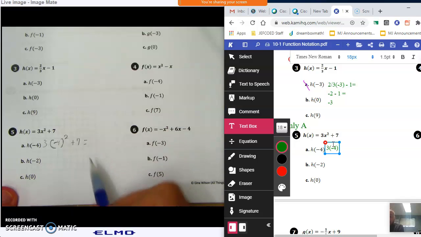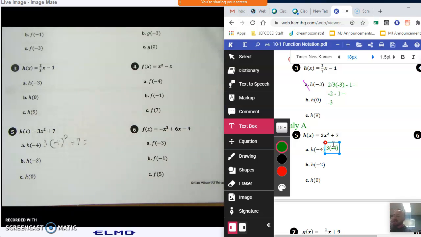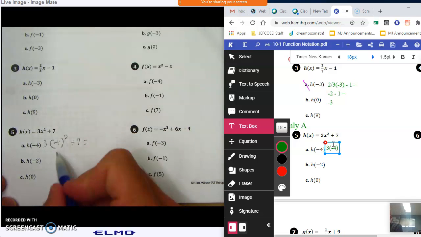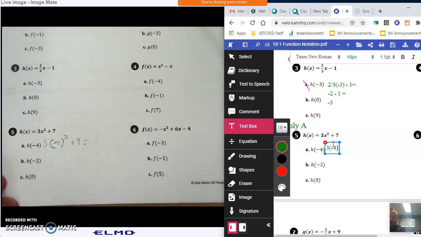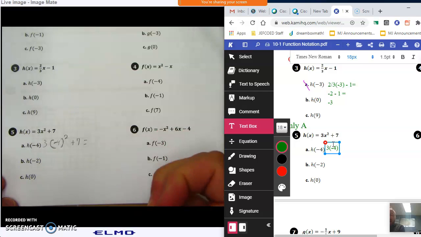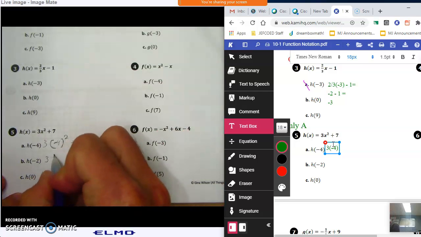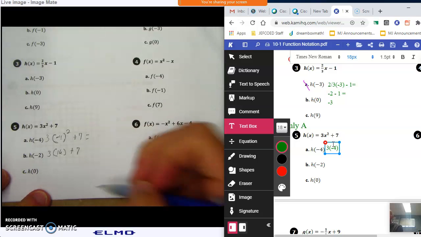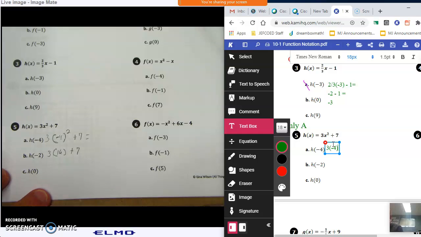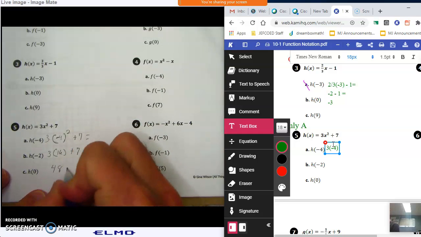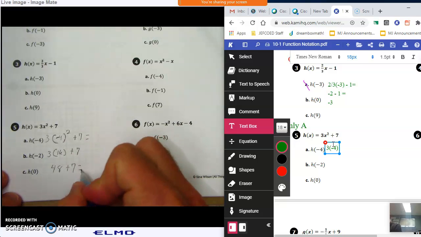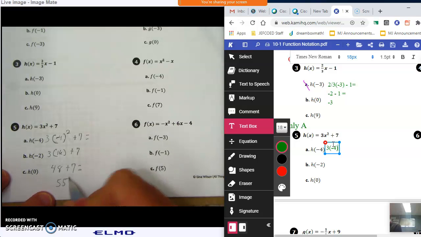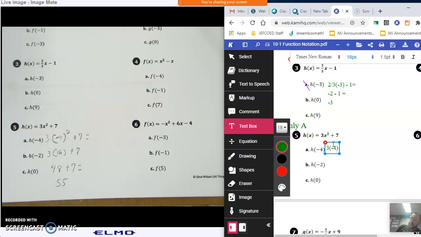Okay, so now, guys, solving this, remember, it's just order of operations: parentheses, exponents, multiplication, division, addition, subtraction. So the first thing that we come to, we're going to square that -4. That -4 squared is going to be 16. So we still have 3 times that 16, plus the 7. Still following order of operations, we're going to multiply that 3 times that 16. That's going to give me 48 plus 7, and that is going to be 55. So if this was the function of h of -4, the value that we would end up solving for would be 55 here.